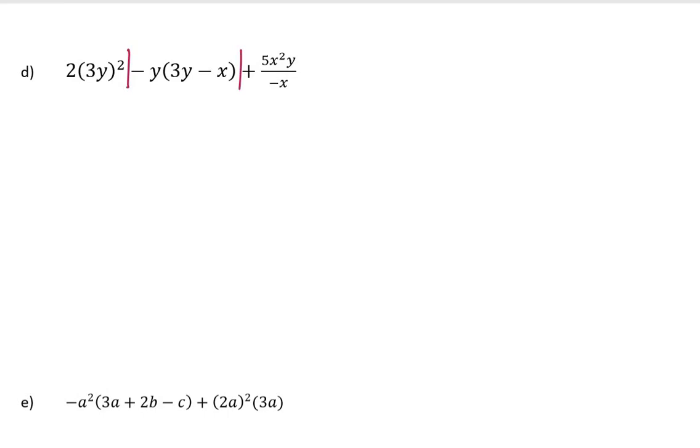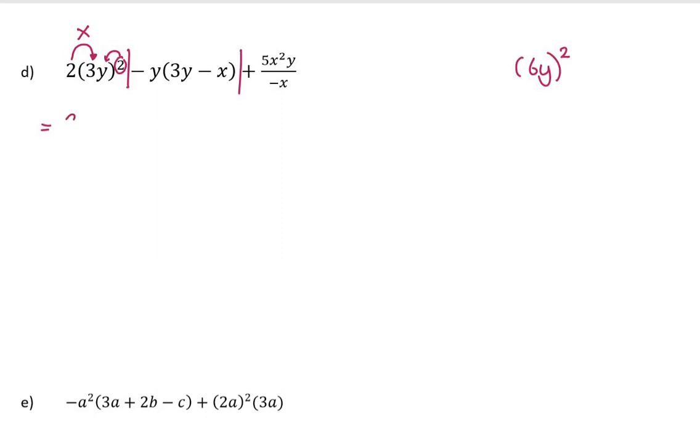Right, divide into terms. Simplify each term. Let's look at the first term. Oh, now this gets a bit tricky. Can I multiply the 2 into the bracket first? And the answer is no. Because who does this squared belong to? It only belongs to the bracket. So if I put the 2 in first and I make it 6y and then square it, you're actually squaring the 2 as well, which I'm not allowed to do.